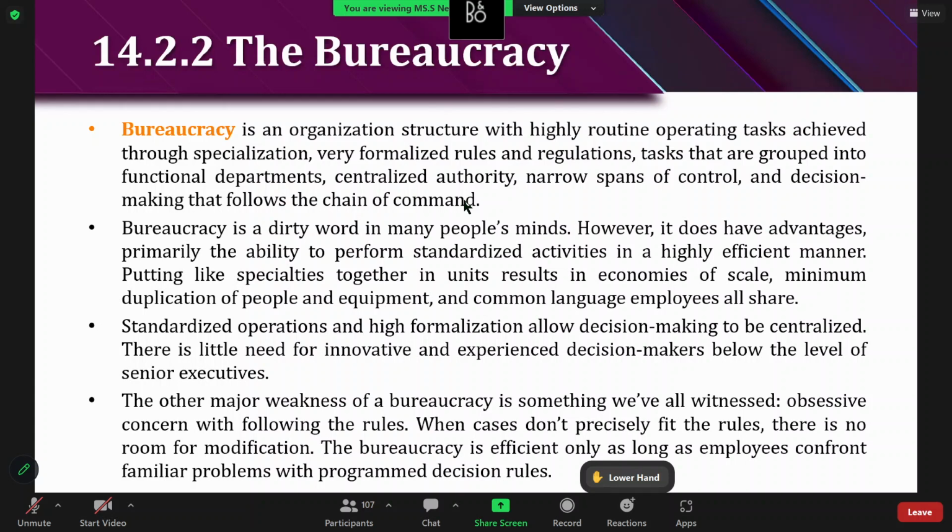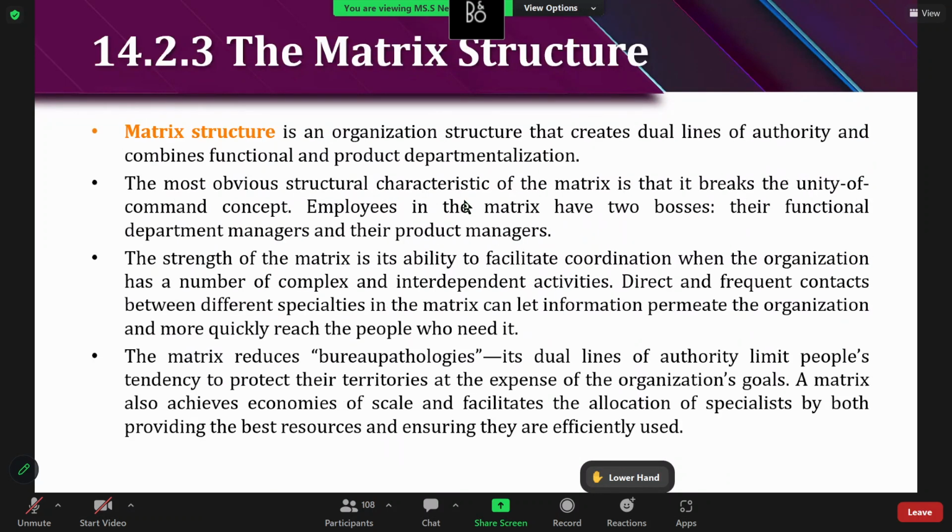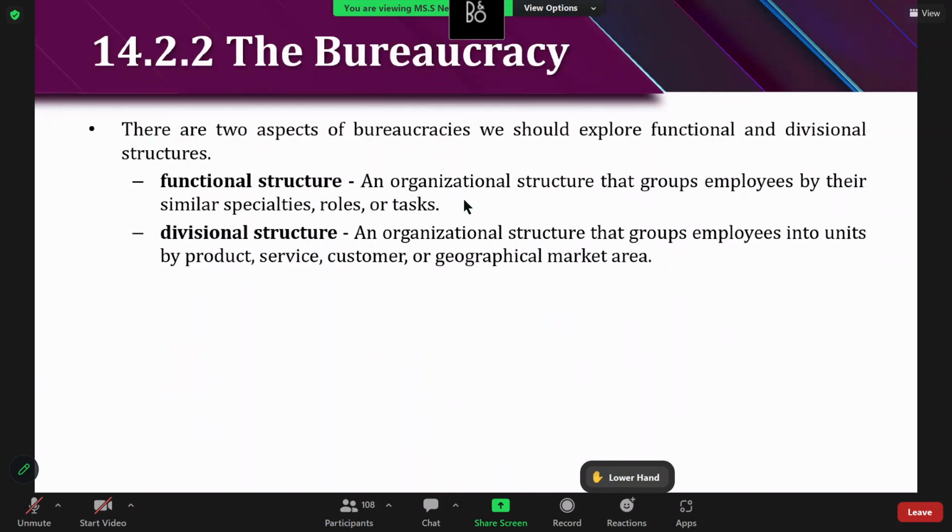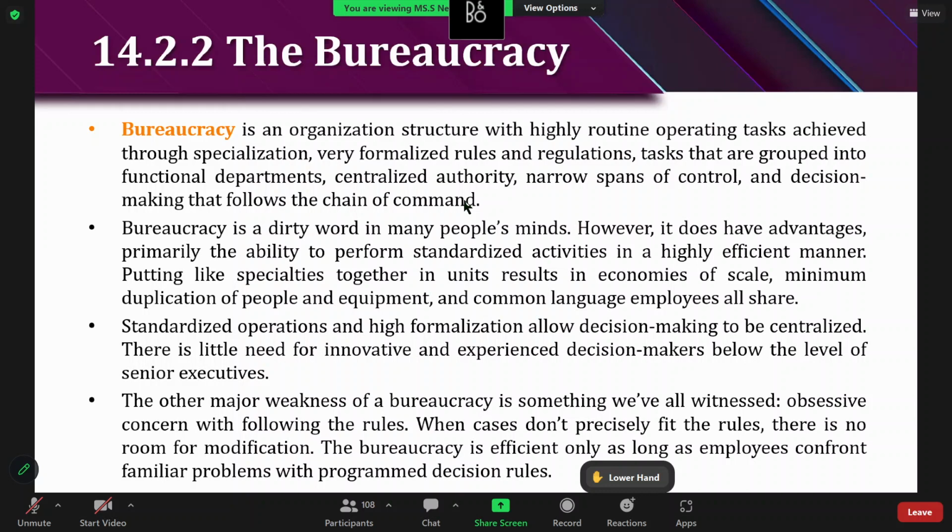Moving on to the second organizational design, which is bureaucracy. Bureaucracy is an organizational structure that is almost the opposite of the simple structure, with highly routine operating tasks achieved through specialization. Everything is organized, with lots of rules, regulations, and procedures, and tasks are grouped in a functional way. However, the authority is still centralized in the bureaucracy, and the span of control is really low. One supervisor may be handling a small number of employees, and decision making follows the chain of command as well.